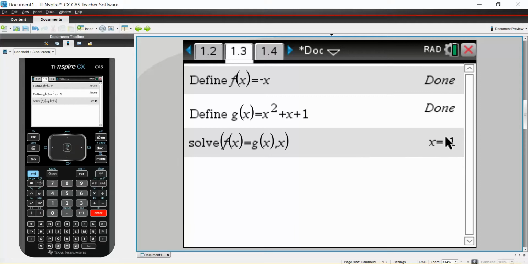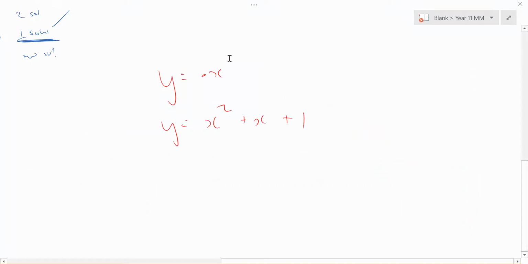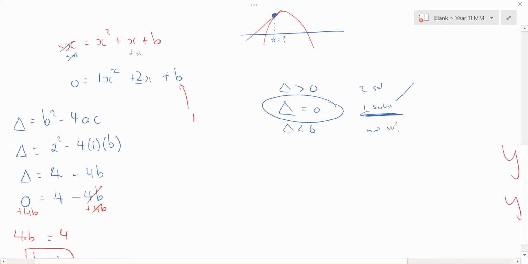Oh, it does. It only has x equals -1. See, it doesn't have 2, unlike before. But if you look at the graph now, let's have a look at the graph. Bam, see, look at that. You only got one intersection. It wasn't by coincidence. It wasn't luck. It wasn't guess and check. We figured it out. Okay, and how did we figure it out? It's because we wanted one solution by using the discriminant.